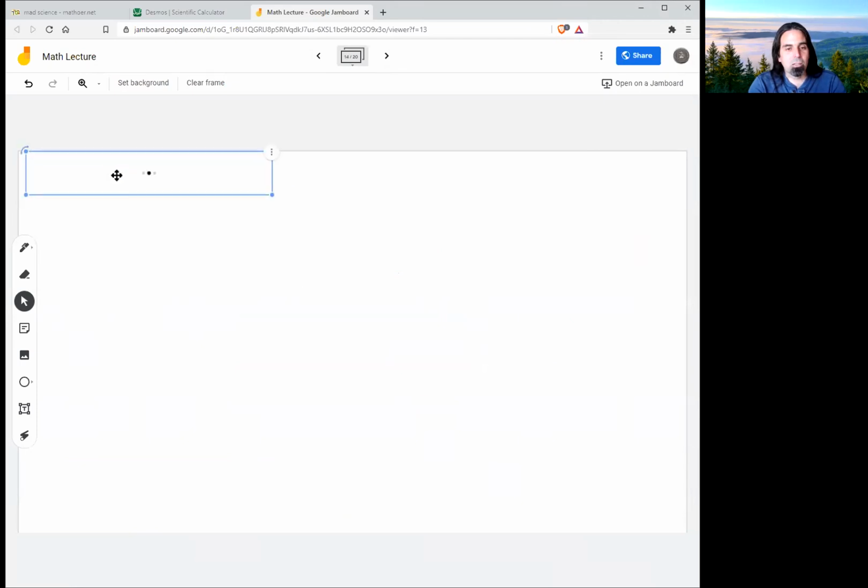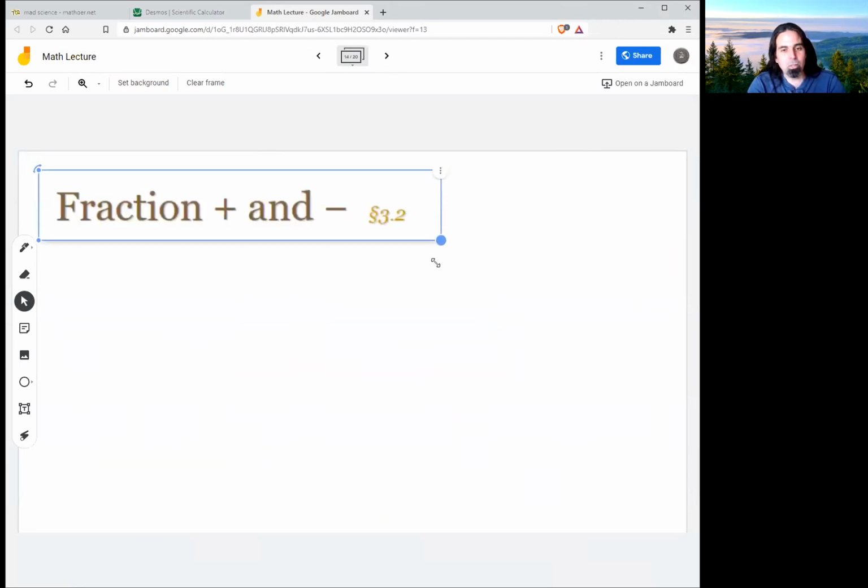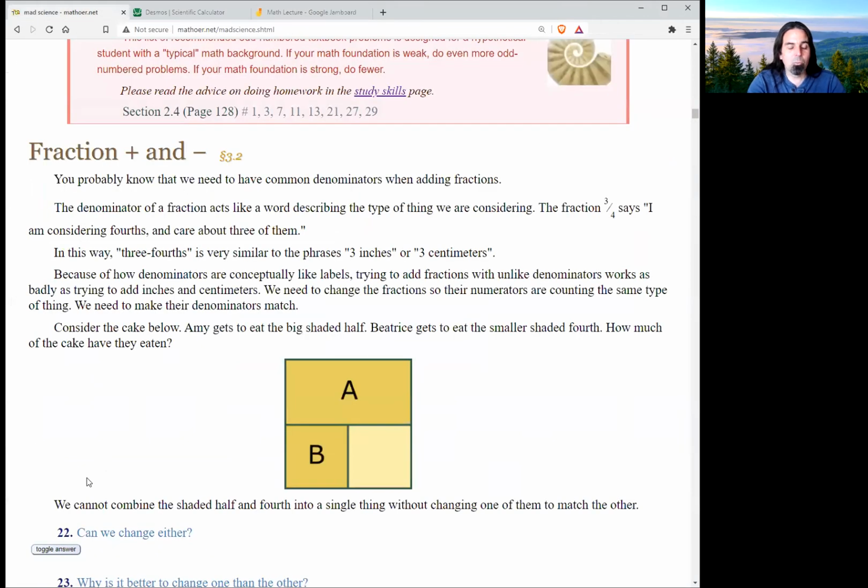I wish math wasn't like that, and I could just tell it to you and it would go great into your brain permanently, but that's not how math works. Okay, so you've probably been told and know that you have to have common denominators when we add. So why is that? Why is it that when I have 3/4 and I'm adding, what I'm thinking in my brain is I'm thinking about fourths and I care about 3 of them. 3/4 is like 3 inches or 3 centimeters or 3 umbrellas. The fourths is like a label of what I'm talking about. So why is it that way?